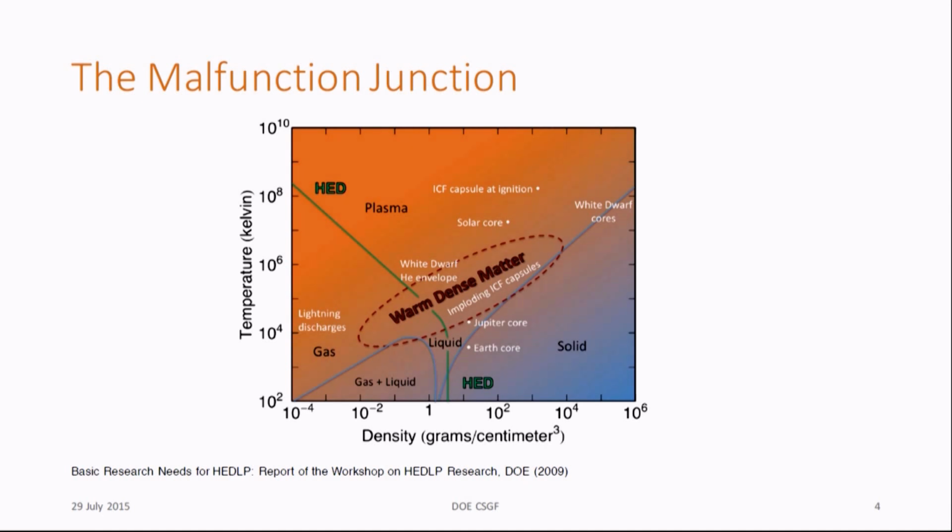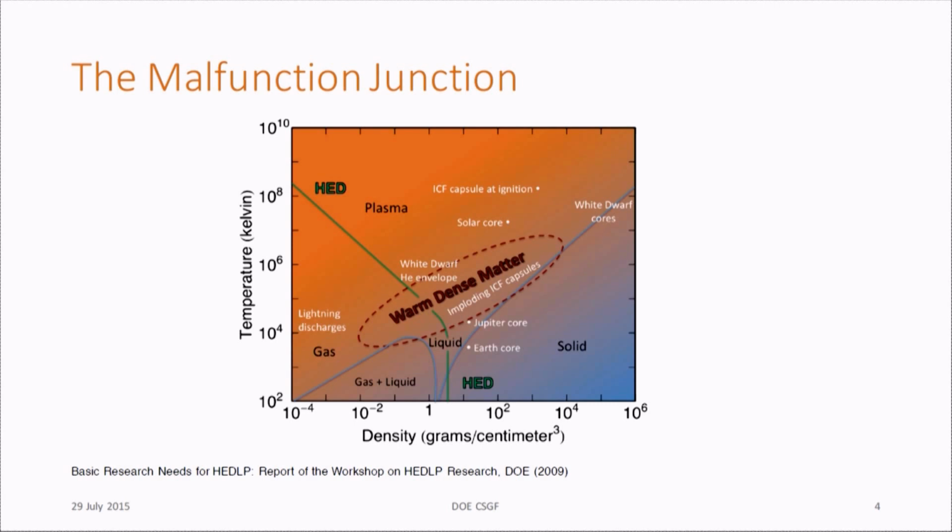And the reason why is because in this phase diagram here, you can see that we have plasmas up in this area. So this is at very high temperature and at low densities. You have solids over here, low temperature, high density, and gases over here. Warm dense matter is intermediate to all of these things right in here.